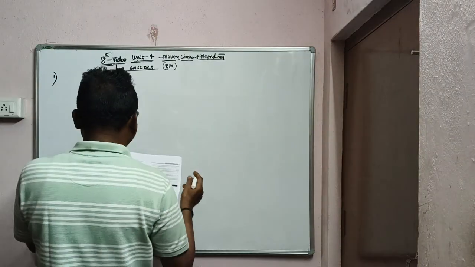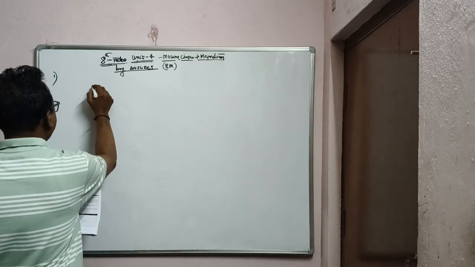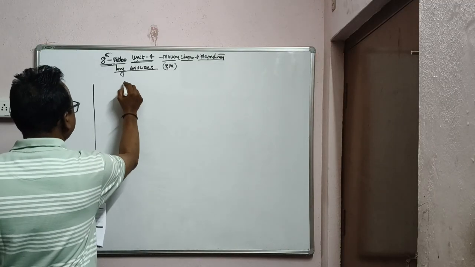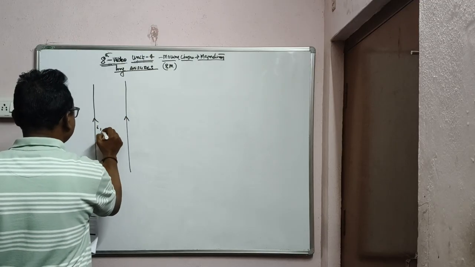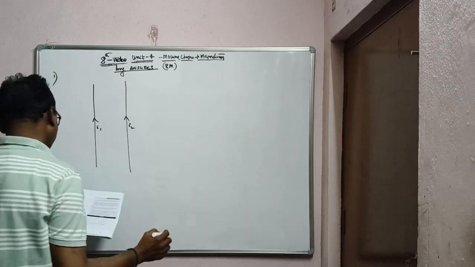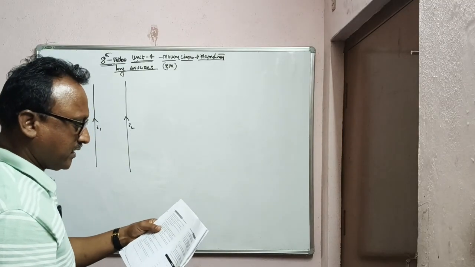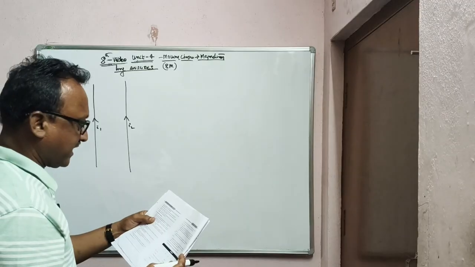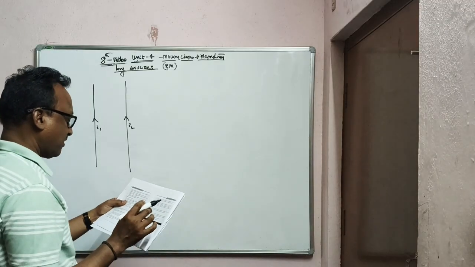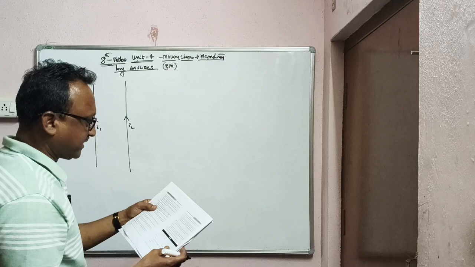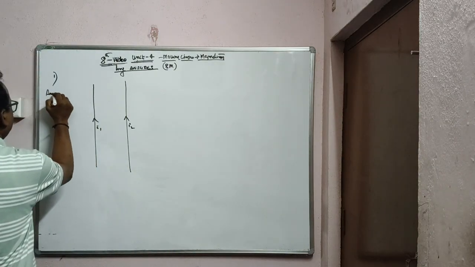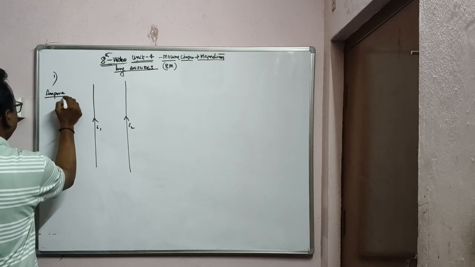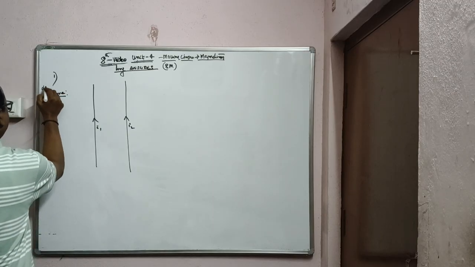Derive an expression for the force acting between two very long parallel current carrying conductors. See, these two are very long. So here first of all I am taking the same direction, later on we can see the opposite direction. Long parallel conductors carrying currents I1 and I2, I have taken. Hence define the ampere with neat diagram. Now it is also asking to define ampere. Definition of ampere is asked later on.